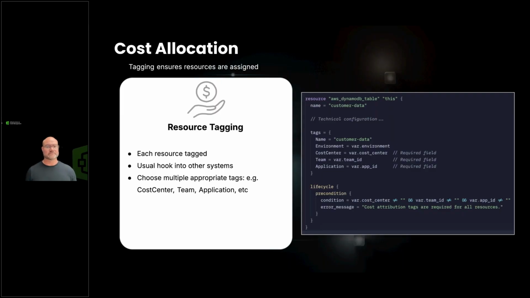Each resource is tagged, and this usually allows us to hook into other systems and opens the possibility to set things like fitness functions. So we can start to track things like spend per environment, or maybe even set limits on things like sandbox environments or developer environments. Track resources per team to see what teams are regularly overspending, and identify unknown resources.